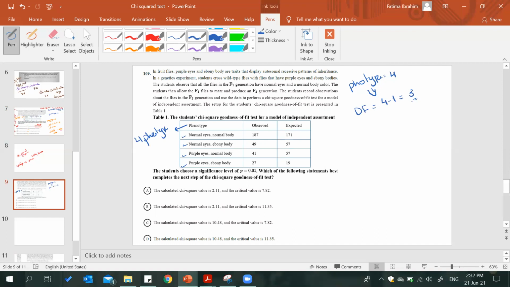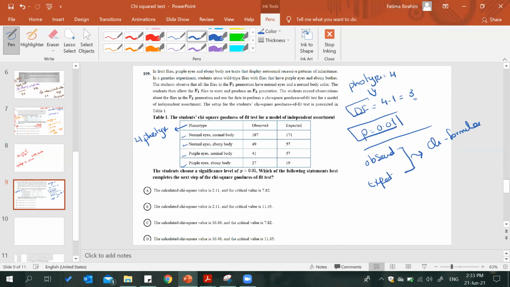So I know where to search. A student chooses a significance value of P equal 0.01. Which of the following statements best completes the next step for the chi-square goodness of fit? What other givens am I giving you? I'm giving you the observed and the expected. If I gave you the observed and the expected, you have to work the chi formula. And I'm giving you the probability and the degree of freedom. From those two, you can get the critical value.